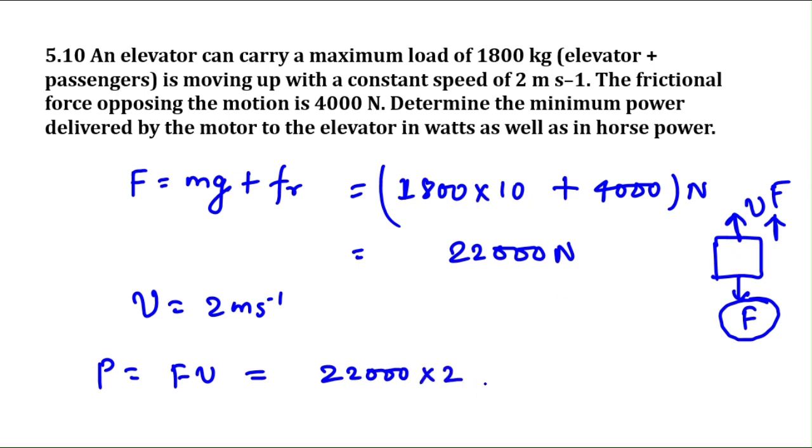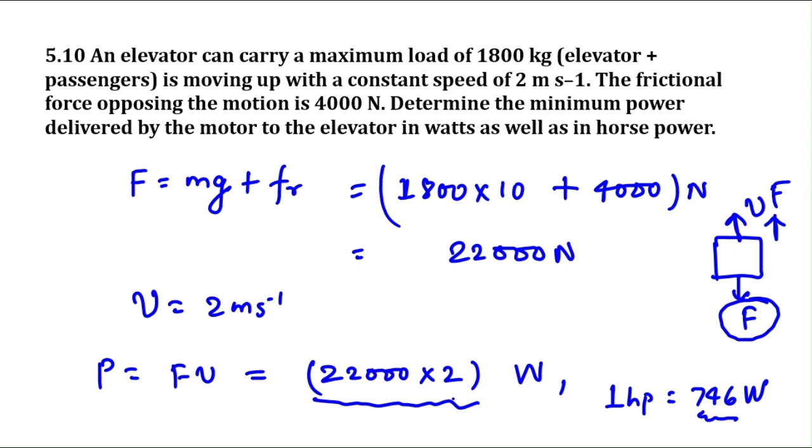This times this is the power. These are all in the SI system, so it should be in watt. To write it in horsepower, 1 horsepower is 746 watt, so the only thing you need to do is divide this much by 746, and you will get the result in horsepower. I guess you can do it by yourself.